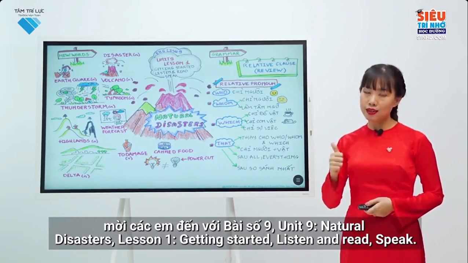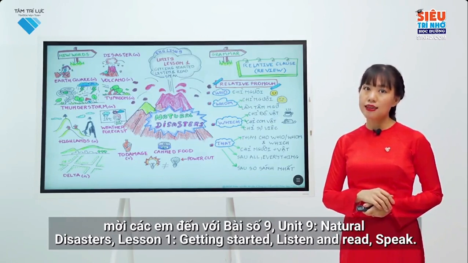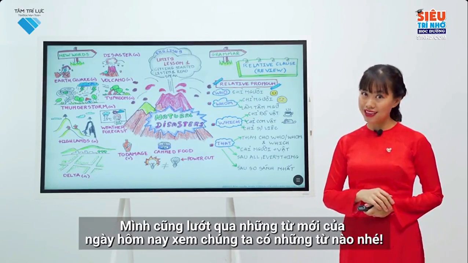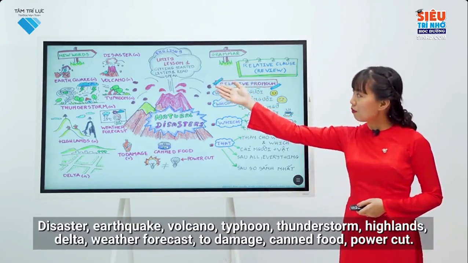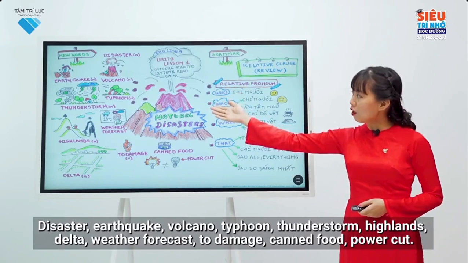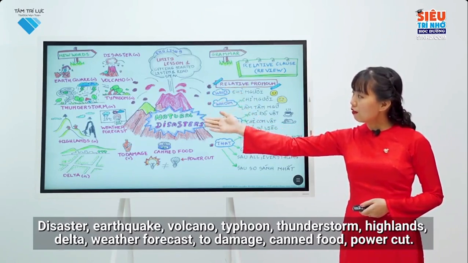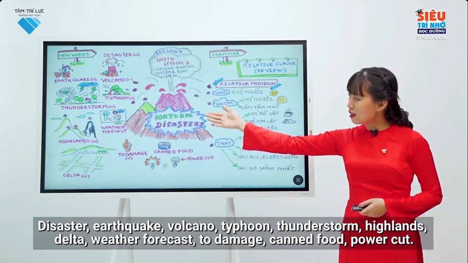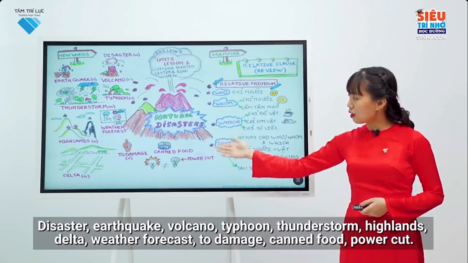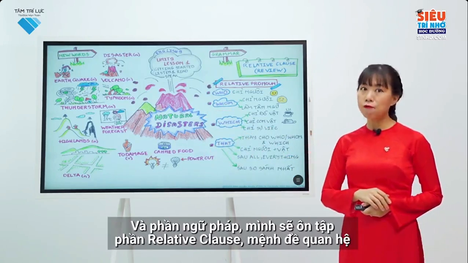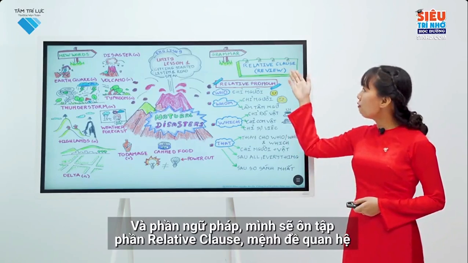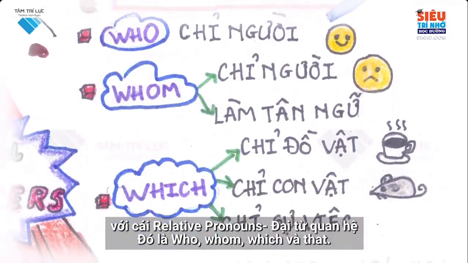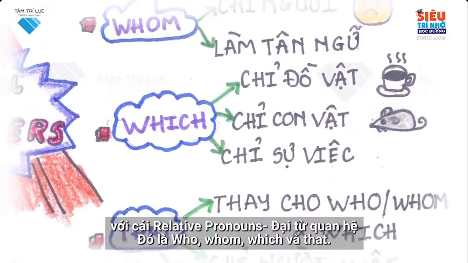Lesson 1, Getting Started. Listen and read, speak. Let's take a look at today's new vocabulary to see what we have. Disaster, earthquake, volcano, typhoon, thunderstorm, highlands, delta, weather, forecast, to damage, canned food, power cut. About grammar, we will revise relative clauses with relative pronouns. There are who, whom, which, that.